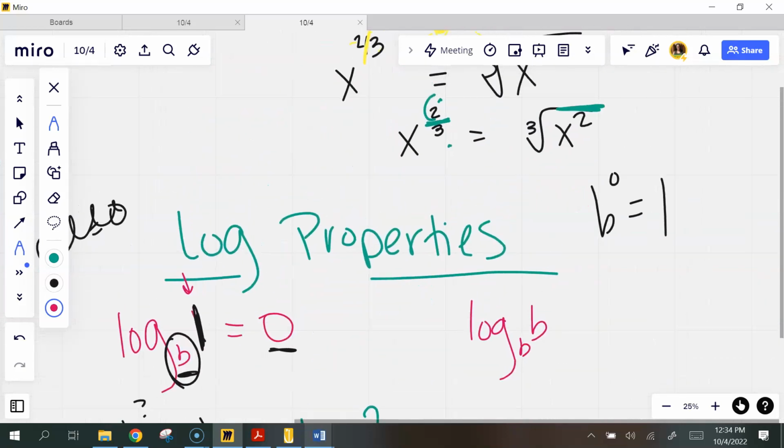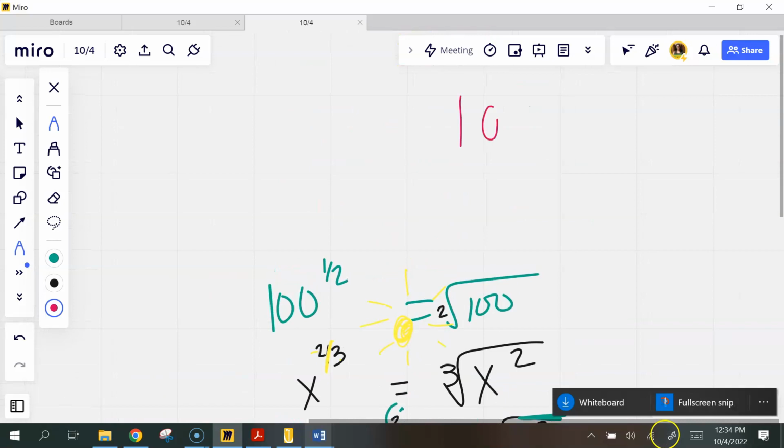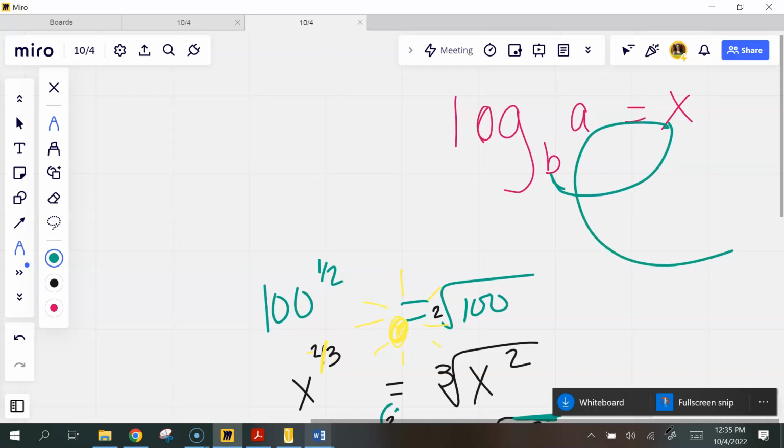If you get confused, if you're changing forms from logarithmic form to exponential form, this is where we make our little e. This is all the little stupid stuff that I taught y'all last year. B to the x equals a. So it makes this e for exponential. B to the x equals a. You remember that? So you have to make the e to change the form to exponential.